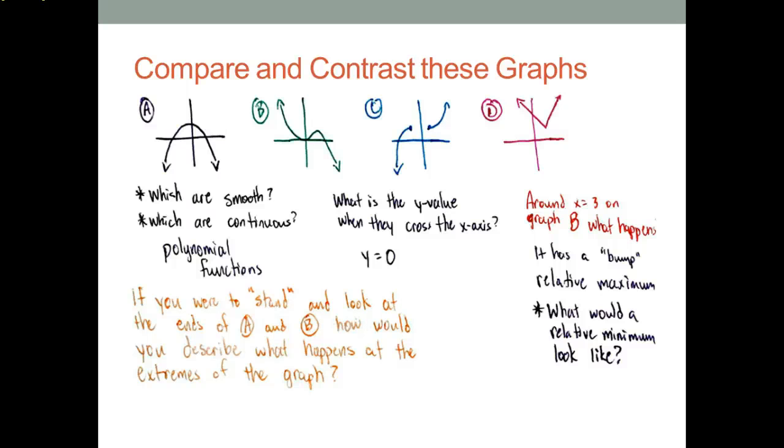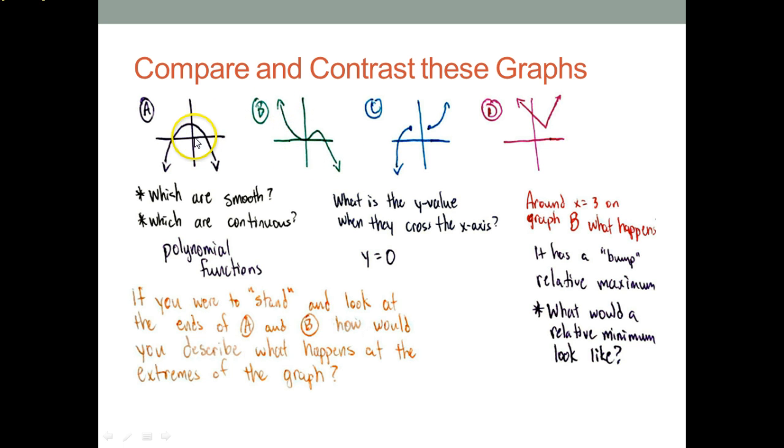So what would happen if we were to stand at the origin, like right here on graph A, or right here on graph B? What would happen if you were standing at the origin and describing just the far ends of the graph, the extremes of the graph? We don't care about the bumps that happen around us, like in graph B, right here. We don't care about relative maximum or minimum. What we care about is the very extreme ends of the graph.